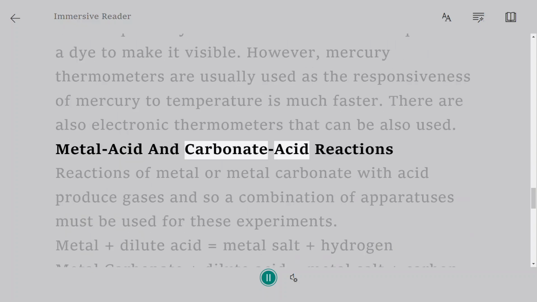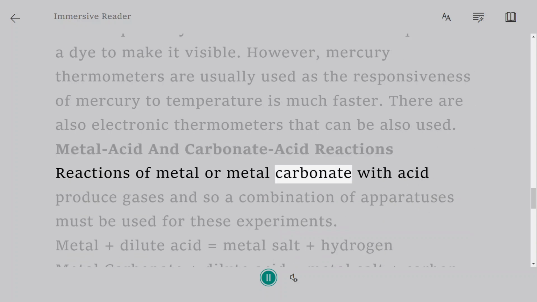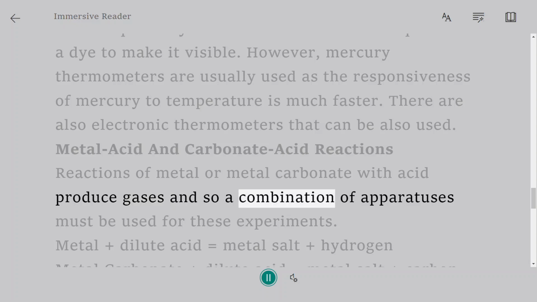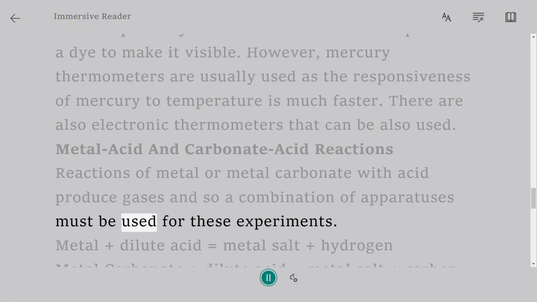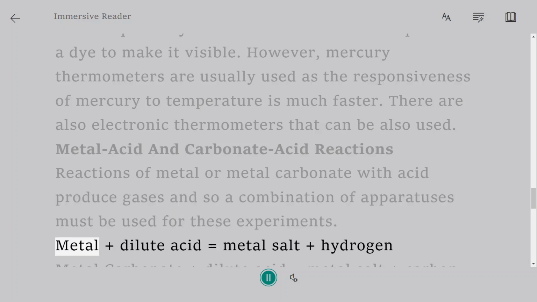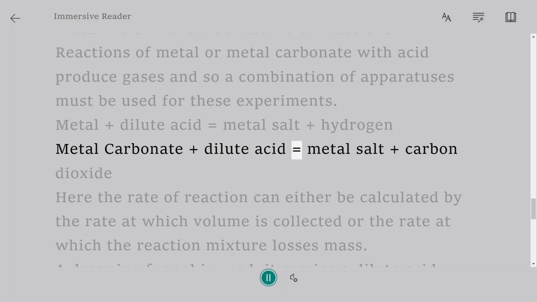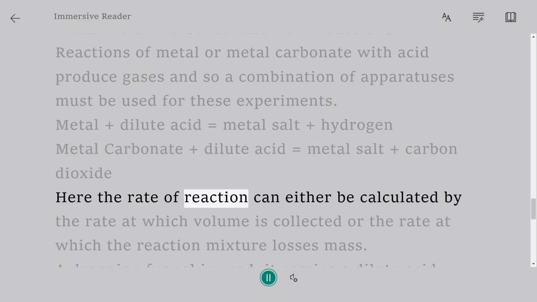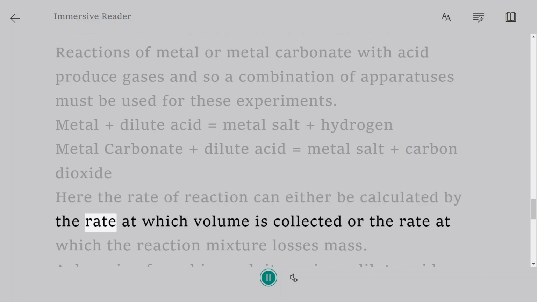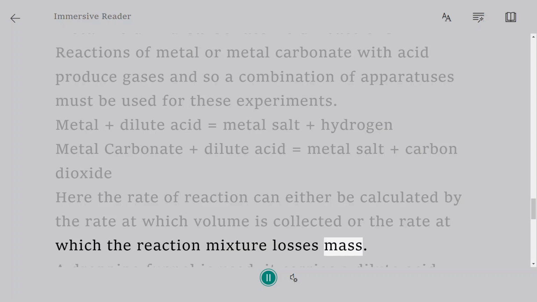Metal and acid, and carbonate and acid reactions. Reactions of a metal or metal carbonate with acid produce gases, and so a combination of apparatuses must be used for these experiments. Metal plus dilute acid equals metal salt plus hydrogen. Metal carbonate plus dilute acid equals metal salt plus carbon dioxide. Here the rate of reaction can either be calculated by the rate at which volume is collected or the rate at which the reaction mixture loses mass.